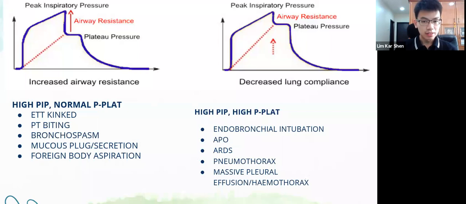This is the two graph. One is high PIP, normal P plateau. Most likely the ETT is kinked, the patient is biting, bronchospasm, mucus plug or secretion, foreign body aspiration. If the ventilator shows high PIP and high P plateau, it can be possible endobronchial intubation, APO, ARDS, pneumothorax, or massive pleural effusion.